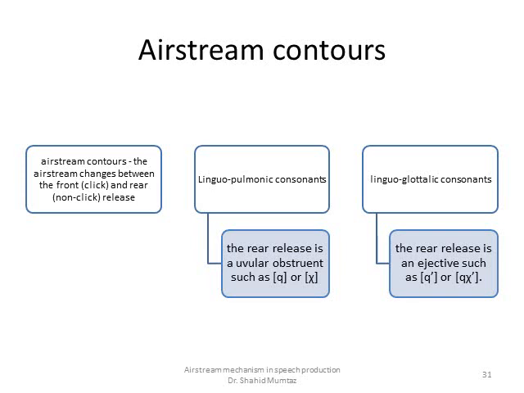Airstream contours. In some treatments, complex clicks are posited to have airstream contours in which the airstream changes between the front and rear release: front release click, rear release non-click. There are two attested types. Number one, lingual pulmonic consonants, where the rear release is a uvular obstruent such as q or x, and linguoglottalic consonants where the rear release is an ejective such as q'.